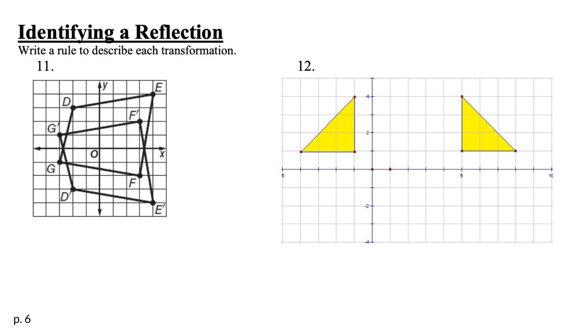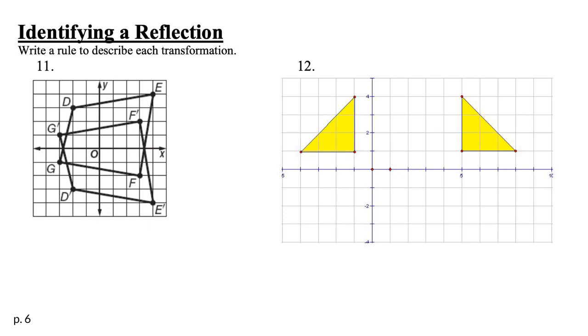So let's say that I'm actually just given an image and a pre-image, and I need to find out what that rule is to describe the transformation that happened. So I know that both of these are going to be reflections because I see that just the orientation has flipped. So for number 11, this is a reflection. Number 12, this is also a reflection. I need to figure out what type of reflection it is and where the central line is, right?